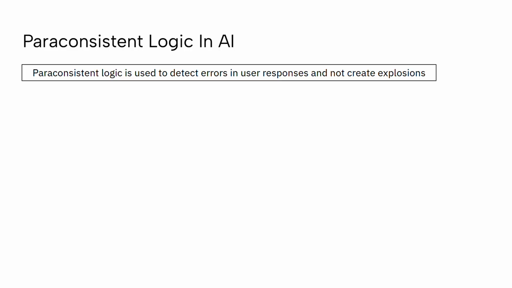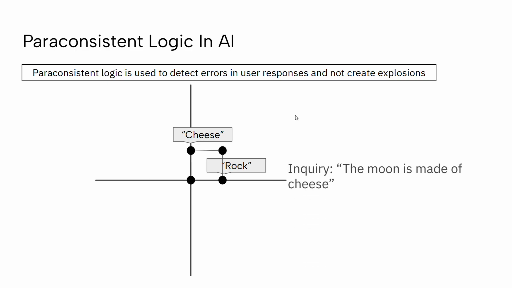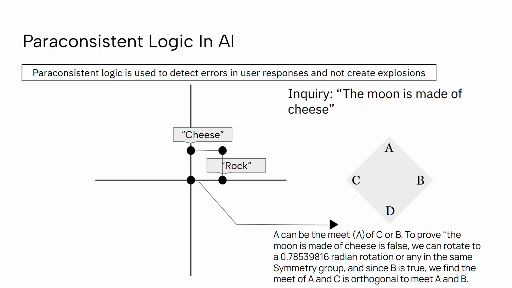Paraconsistent logic in AI is used to detect errors in users' responses and not create explosions. For example, if the user types in the false statement, "the moon is made of cheese," we can find that this forms a truth lattice, where cheese is most likely to be false and the AI knows the moon is made of rock. We can see that A is the mean of C or B. That means that C is perpendicular and therefore orthogonal to B, which can mean that C is not on the same world as the true value of B.